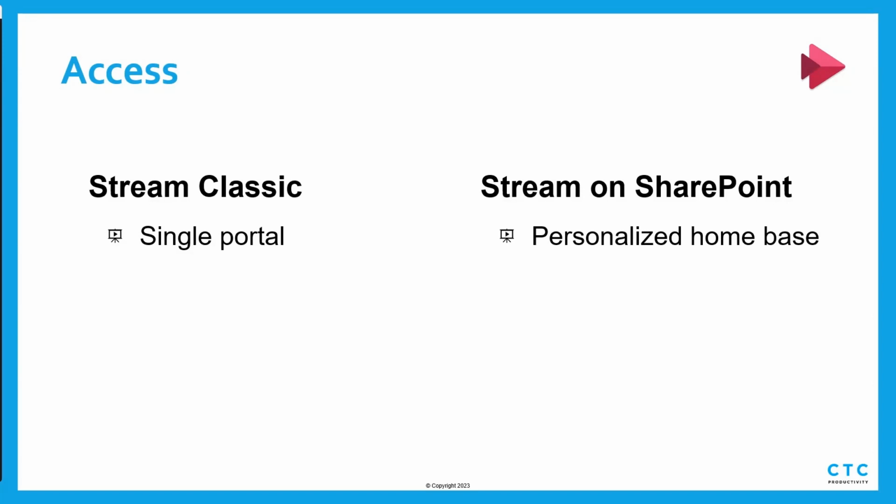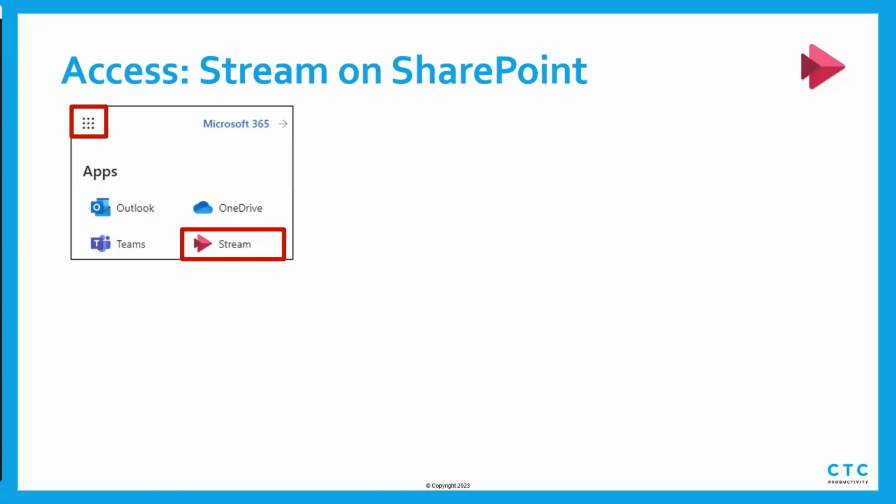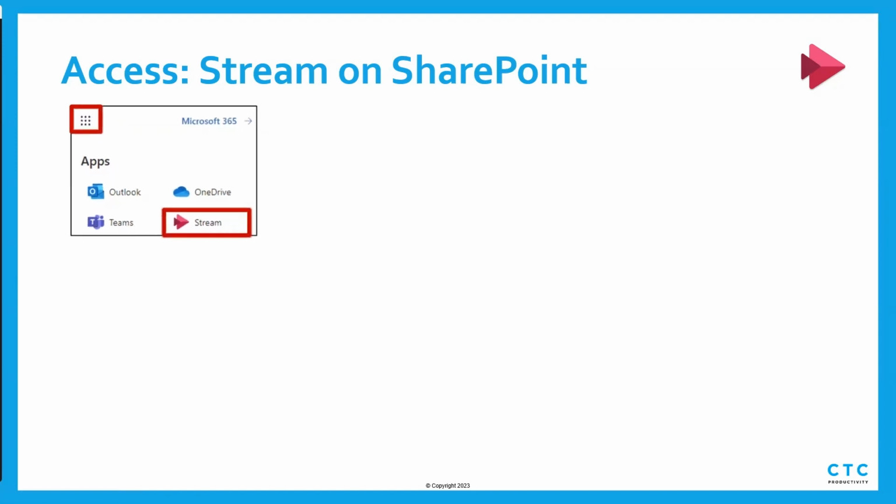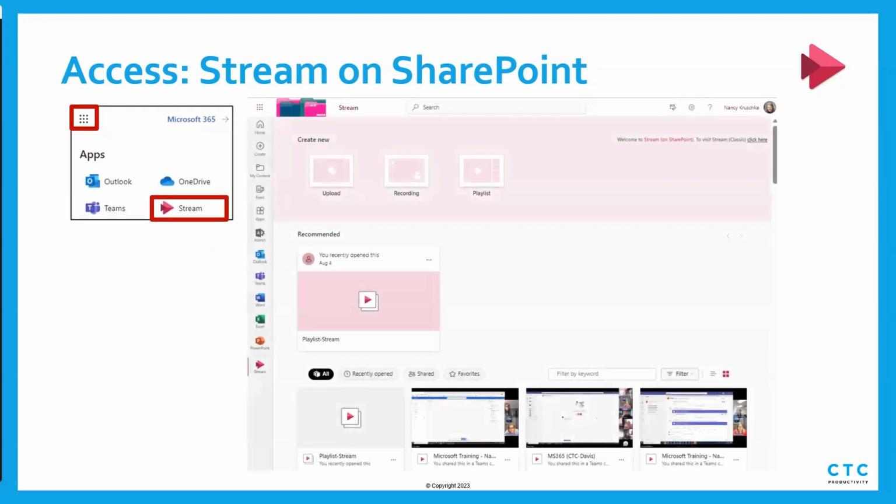So how do we access them? Well, I'm actually going to start with accessing Stream on SharePoint first, because that is what is rolled out right now. And then we have to kind of go back to see the classic Stream. So just like any other apps on the web, you want to go ahead and go to your app launcher and click on Stream. And what that's going to do is it's going to take you to a page that looks something like this. Yours may not look exactly like mine.